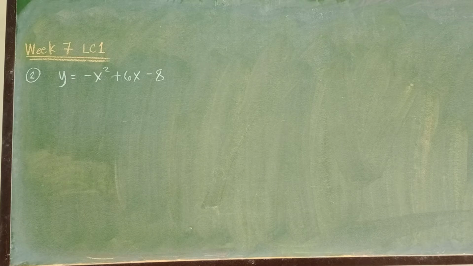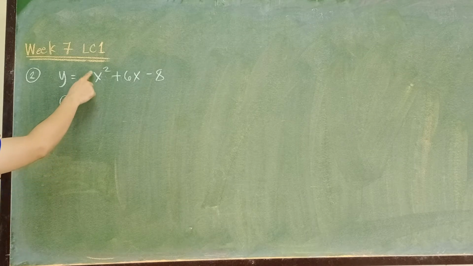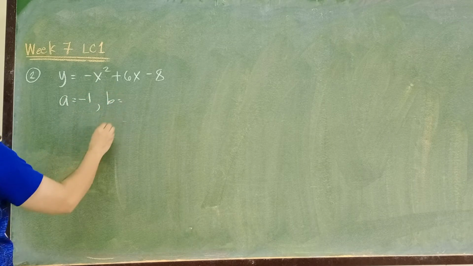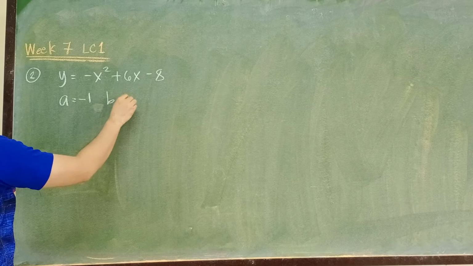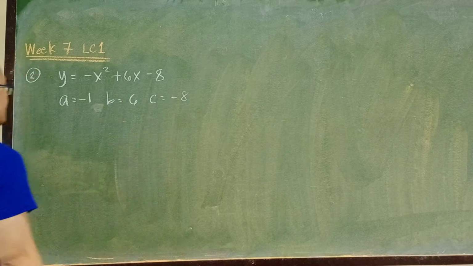Okay, next example, 47 LC1. So let's say we have y is equal to negative x squared plus 6x minus 8. So again, identify muna natin yung values ng a, b, and c. So, a natin, dito negative tama, tapos may 1 ka, so this is negative 1. B natin is 6. C natin is negative 8.